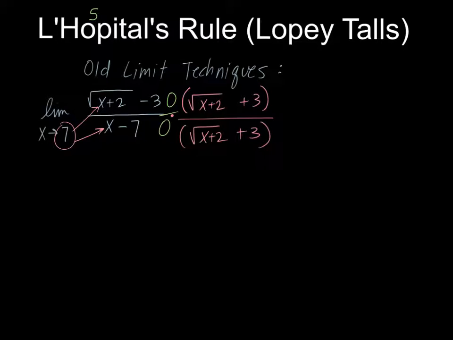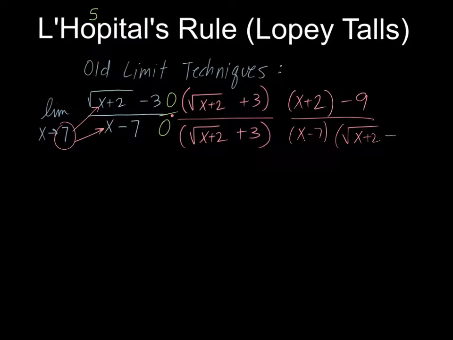So let's do the old technique just to see what fun we're missing now. We would have rationalized by multiplying by the conjugate, and we would get x plus 2 on top, plus 3 times the square root minus 3 times the square root minus 9. All right, the reason you use the conjugate is so when you multiply it out, the middle two terms go away. And on the bottom, x minus 7 times the square root of x plus 2 plus 3. And usually it's best just to leave that, because what's going to happen on top is x plus 2 minus 9 is x minus 7.